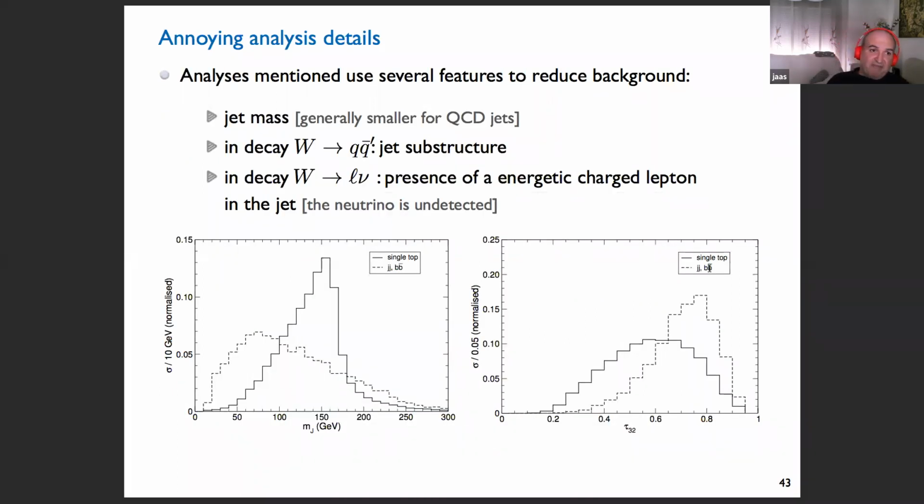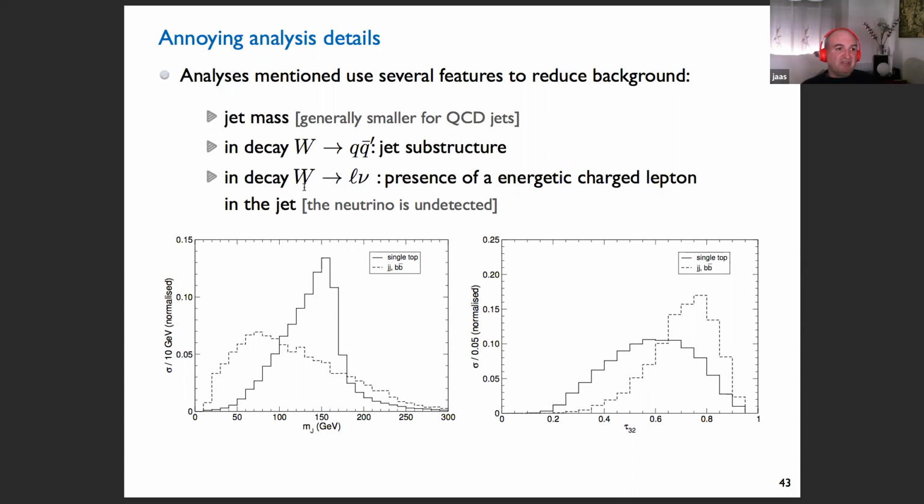In this analysis I have mentioned, you have to use the features you have at hand to try to reduce the jet background. For example, the jet mass, you have a plot of a jet mass for a signal and a background here. It's not very different. Substructure, you have the substructure here for the signal, the solid line, and the background, the dashed line. Not very different. You can gain something.